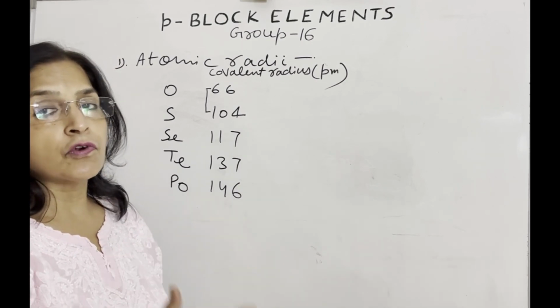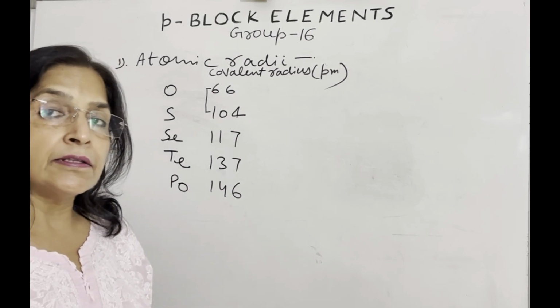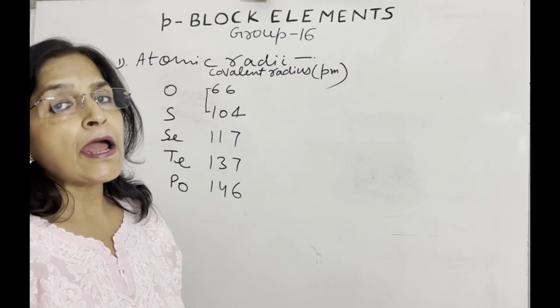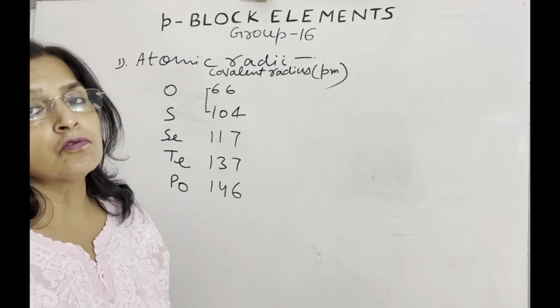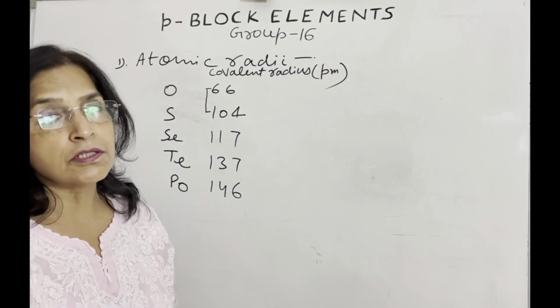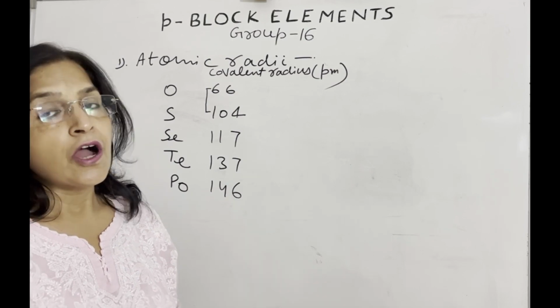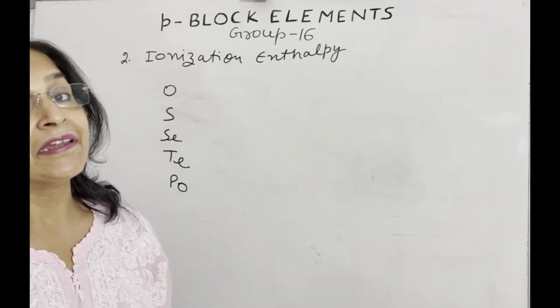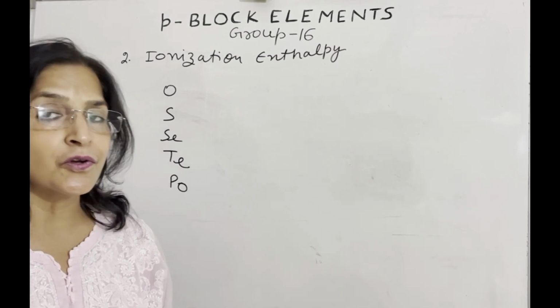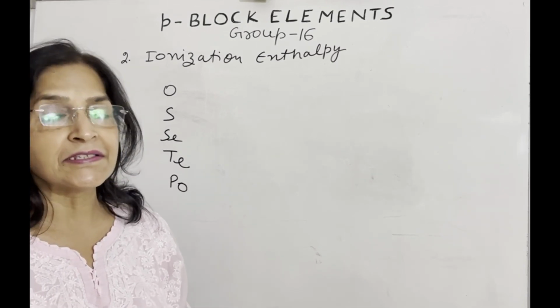As we move left to right in a period, electrons are added in the same energy shell and protons enter into the nucleus. Due to the increased nuclear charge, the hold of the nucleus on the outermost shell electrons increases and size decreases. Now next is ionization enthalpy. Ionization enthalpy decreases as we move down the group because atomic radius increases.